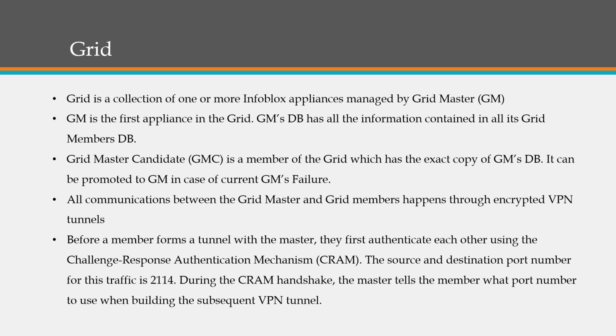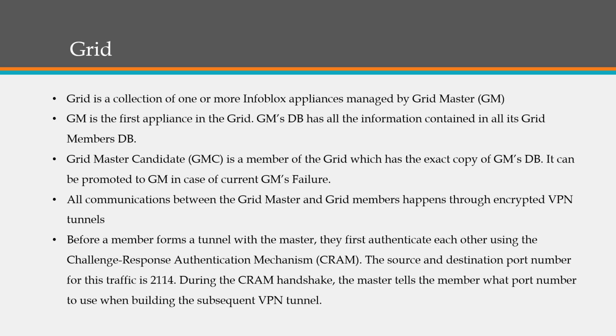Now, the next is about the communication. All communication between the grid master and the grid member happens through an encrypted VPN tunnel. So all the information that flows between the grid master and the members passes through this encrypted VPN tunnel. That way the data is secure.